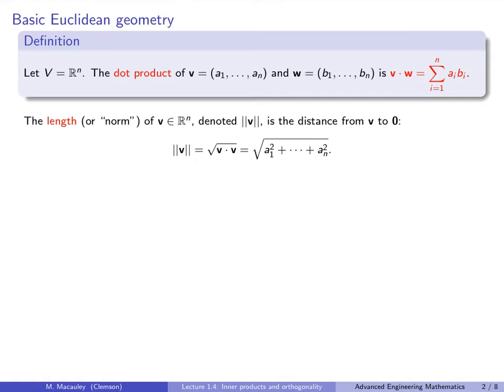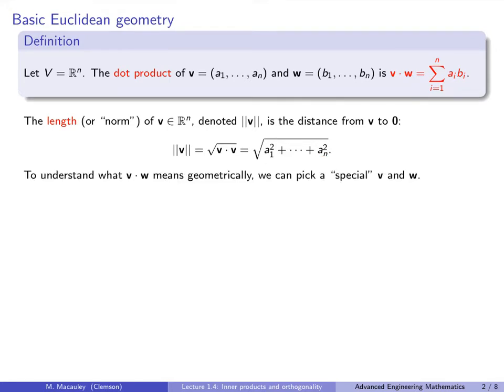Let's recall how this is all related to the definition of the length or the norm of a vector v, which we denote with this double absolute value sign. We say norm v, and geometrically that is just the Euclidean distance from the vector v to the origin 0. Now, Pythagoras's theorem gives us a formula for this distance. The norm of v is the square root of v dot v, which is the square root of a1 squared plus a2 squared all the way up to an squared.